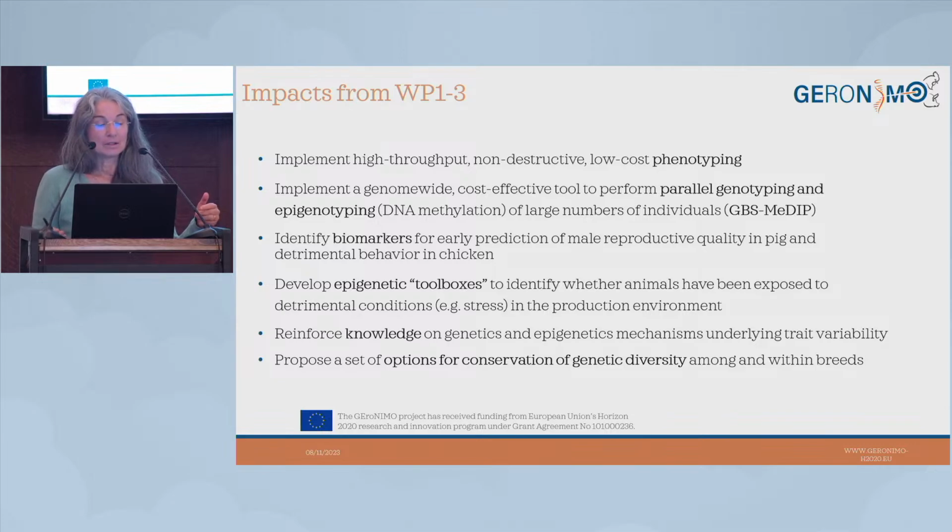So we will implement high-throughput, non-destructive, low-cost phenotypes, implement a genome-wide, cost-effective tool to perform parallel genotyping and epigenotyping on a large number of individuals, identify biomarkers for early prediction of male reproductive quality in pigs and detrimental behavior in chickens, develop epigenetic toolboxes to identify whether animals have been exposed to detrimental conditions, stress, in the production environment, reinforce knowledge on genetic and epigenetic mechanisms underlying trait variability, and propose a set of options for conservation of genetic diversity among and within breeds.